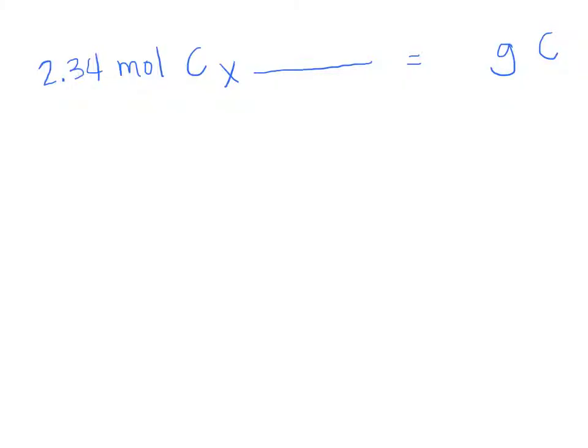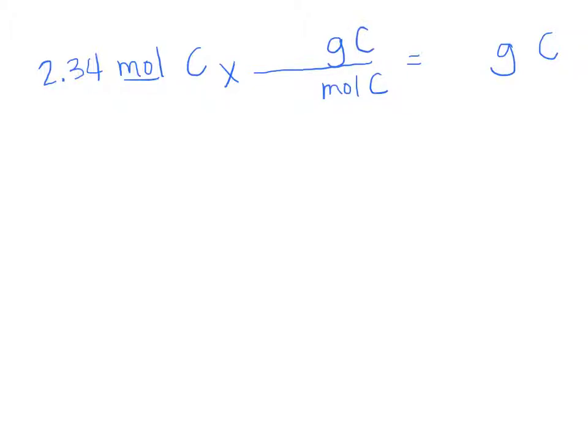So I took the very important step of setting up my problem properly. Notice that I'm starting off with my given, and that's how you should set up your problem as well. So I've got 2.34 moles of carbon, and then I'm going to need some conversion factor, which we'll worry about in a second. And we're trying to get into grams of carbon over here. So let's figure out how we're going to put our units. Since I have moles on the top over here, I'm going to need moles of carbon on the bottom. And I'm trying to get into grams, so grams of carbon will be on the top.